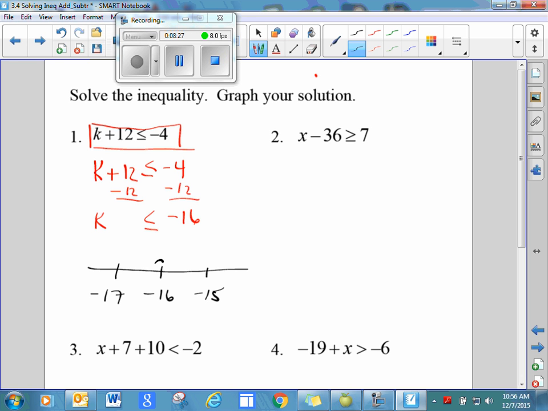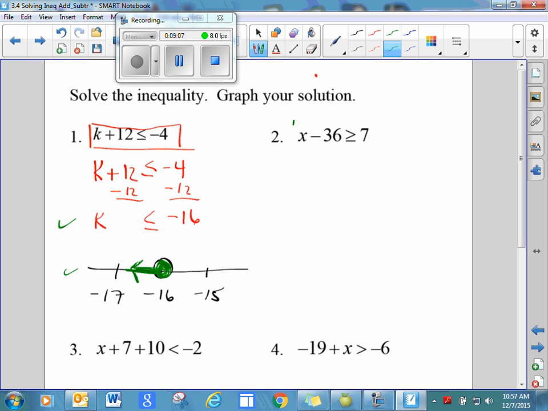I am going to circle my target number. Now I go back up here and I say, is there a line underneath it? Yes. So my circle is going to be colored in because I want all the numbers that are less than or equal to negative 16. So negative 16 makes it true. And now I have to figure out which way I'm going to graph. I want the numbers that are smaller than negative 16. We're going this way. Those are the numbers getting smaller. So there are the two parts to your solving. You've got the answer and you've got the graph.